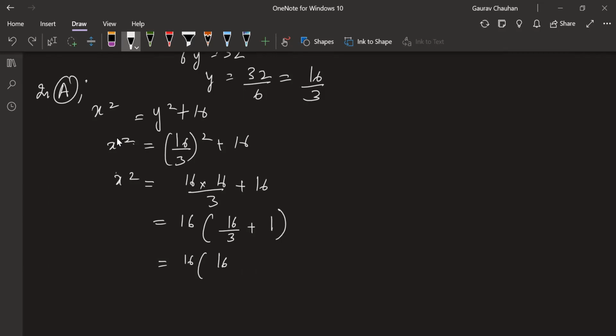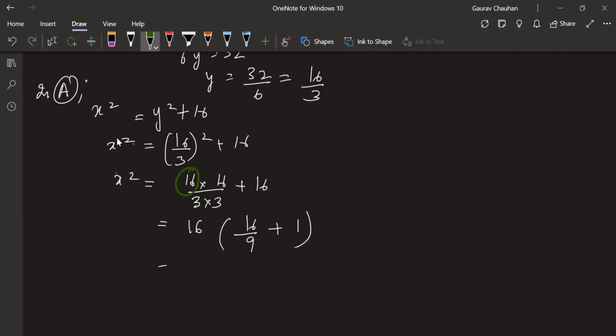Sorry, I have made a mistake here. I have not multiplied the square of the denominator. So you have 16 by 16 by 3 into 3, right? So that gives me, again doing the same process, 16 common, I have 16 by 9 in the bracket plus 1. I'm taking 16 common out. I'm left with 16 by 9 plus 1 from here. So that leaves me with 16 into 16 plus 9 by 9. That's equal to 16 into 25 by 9.